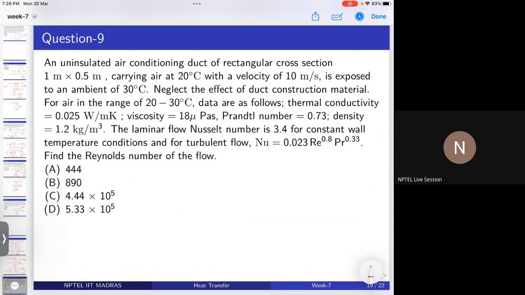An uninsulated air conditioning duct of rectangular cross section, given the area, carrying air at 20 degrees Celsius with a velocity of 10 meter per second, is exposed to an ambient of 30 degrees Celsius. Neglect the effect of duct construction material. The laminar flow Nusselt number is given as 3.4 for constant wall temperature conditions, and for turbulent flow, the Dittus-Boelter equation is given. So we have to find out the Reynolds number of the flow. I will wait for 2 minutes because this is a very simple part.